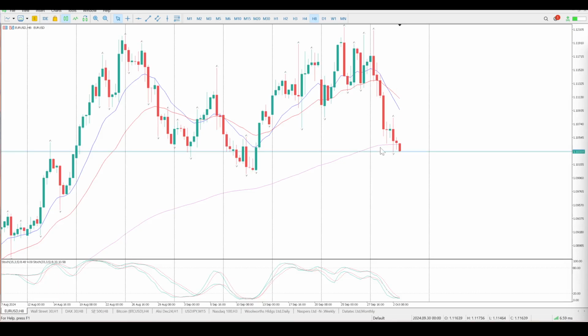So pretty much rangy type trading yesterday, and then in the Asian session we're kind of dropping. There is structure just below us, which is this pin bar here. So I wouldn't read too much into it just yet.